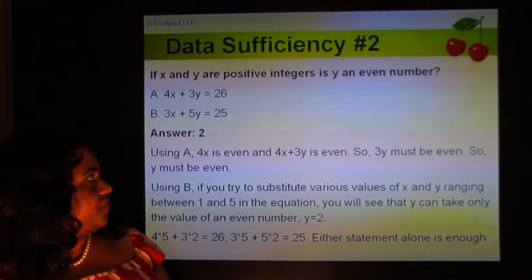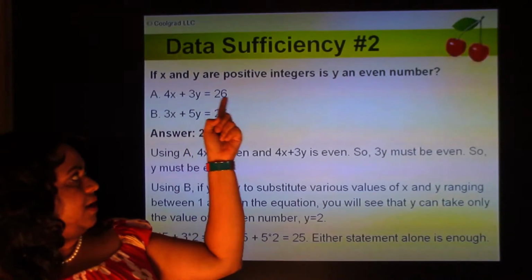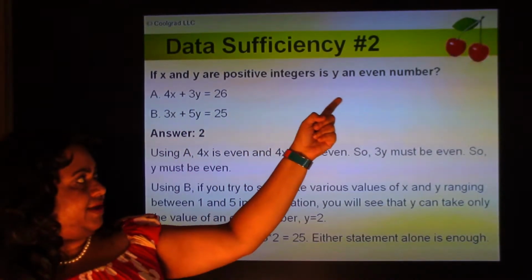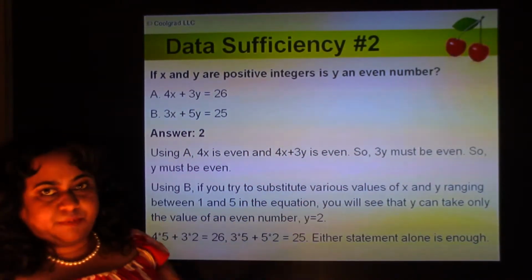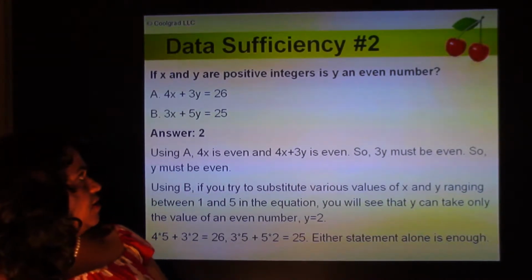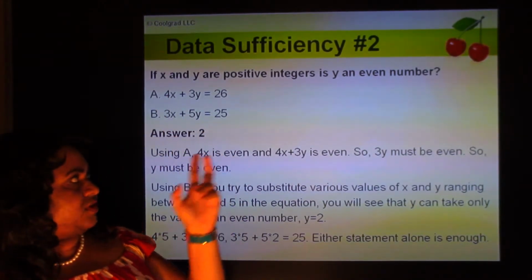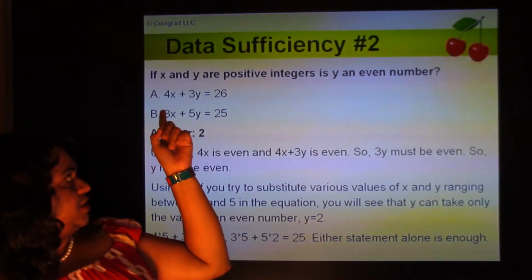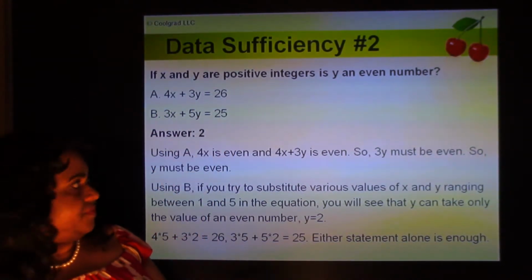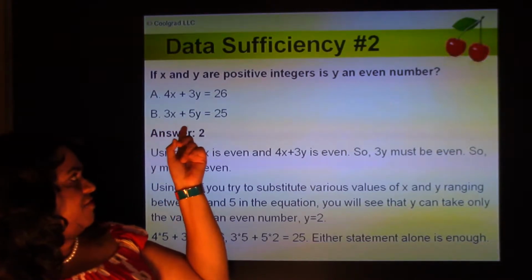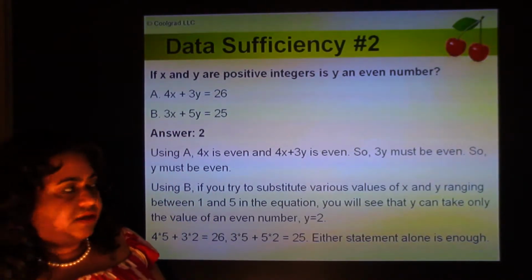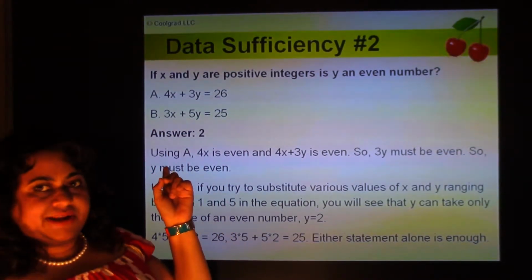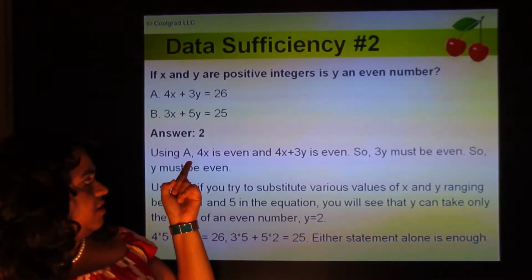So question number 2. If x and y are positive integers, is y an even number? That's the question. So all we know is that x and y are positive integers. Statement A, 4x plus 3y equals 26. Statement B, 3x plus 5y equals 25. So let's look at statement A alone.